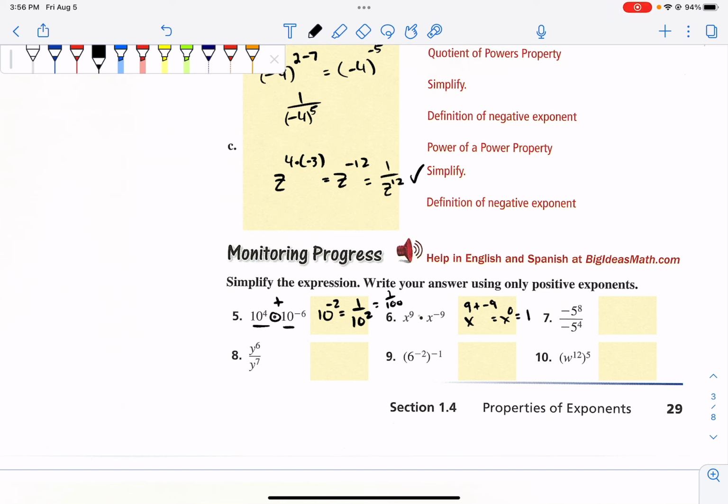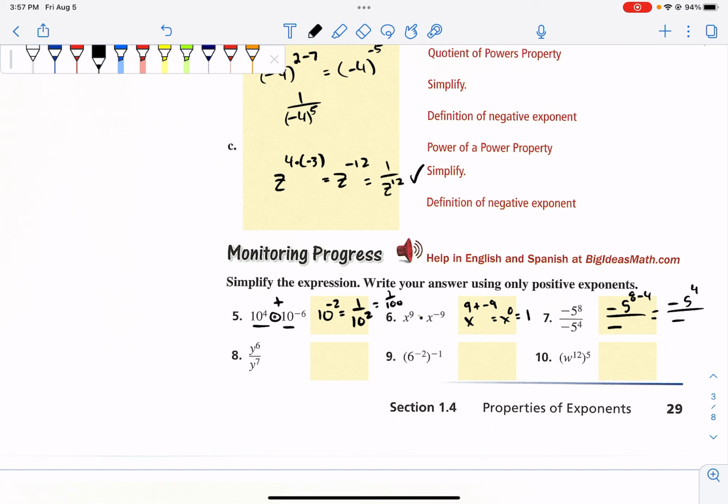Number 7, negative 5 to the 8 divided by negative 5 to the 4. Okay, this negative is not attached to the 5. So first thing I'm going to do, I have a negative on top and a negative on the bottom. 5 to the 8 on top and 5 to the 4 on the bottom means I need to do 5 to the 8 minus 4. Now that becomes a negative over a negative, and this becomes 5 to the 4th power.